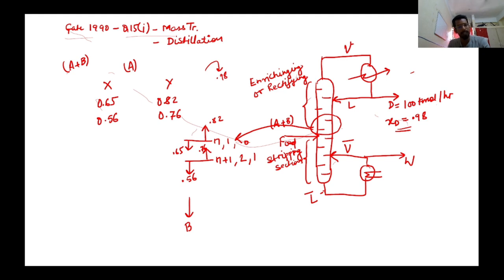At the same temperature, it will vaporize more. So we will get at the end 0.98. So the composition of A in the vapor phase will increase by passing every stage, and the composition of A in the liquid phase will decrease by going down every stage, right? So remember this concept.